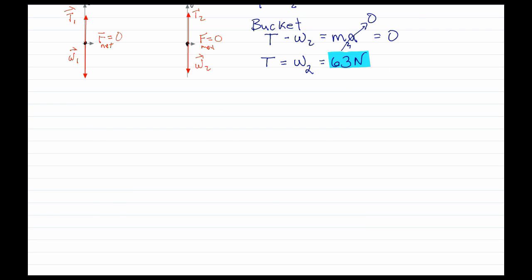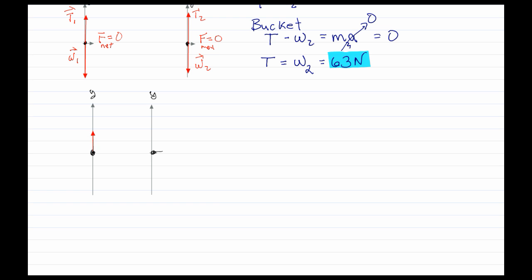So we need a coordinate system. For bucket 1, we have a coordinate system. For bucket 2, we need a coordinate system. Okay. Here is our object. Y is upwards. And let's draw the forces acting on M1.